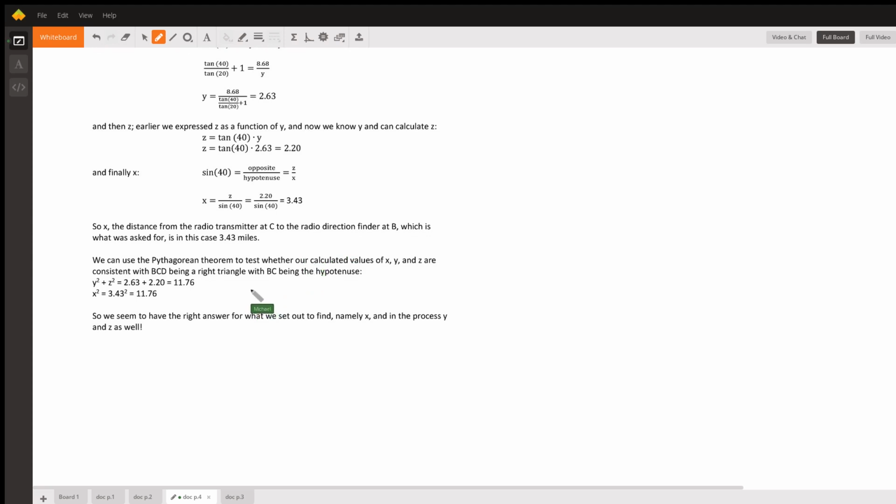Now, just to be on the safe side, we can check that y squared plus z squared is the same value as x squared. In other words, the Pythagorean theorem holds, so that helps us to feel confident that we got the right answer for what we set out to find, x, and in the process we got y and z as well.